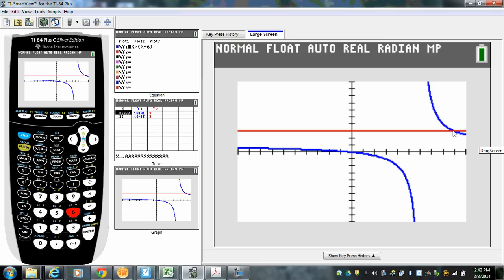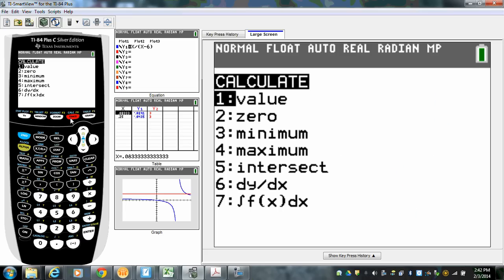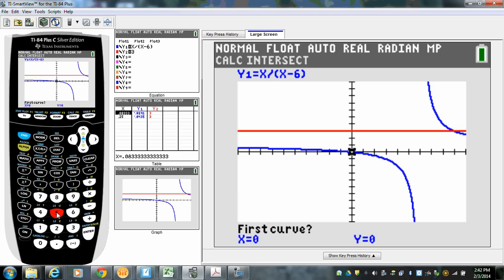So I need to figure out exactly where that point is. So this is where you're going to need to remember some stuff. You press second trace and you go to the calculate menu. You see option number 5 right there for intersect. You want to choose option number 5, and then it's going to ask you a series of questions down here. Now the first question is asking first curve. Now I don't want to be on this curve over here. I'm not trying to figure out where it intersects with the red line. I'm trying to figure out where this top curve does. So I'm going to have to hit the right arrow until I move off of that curve and onto the next one.